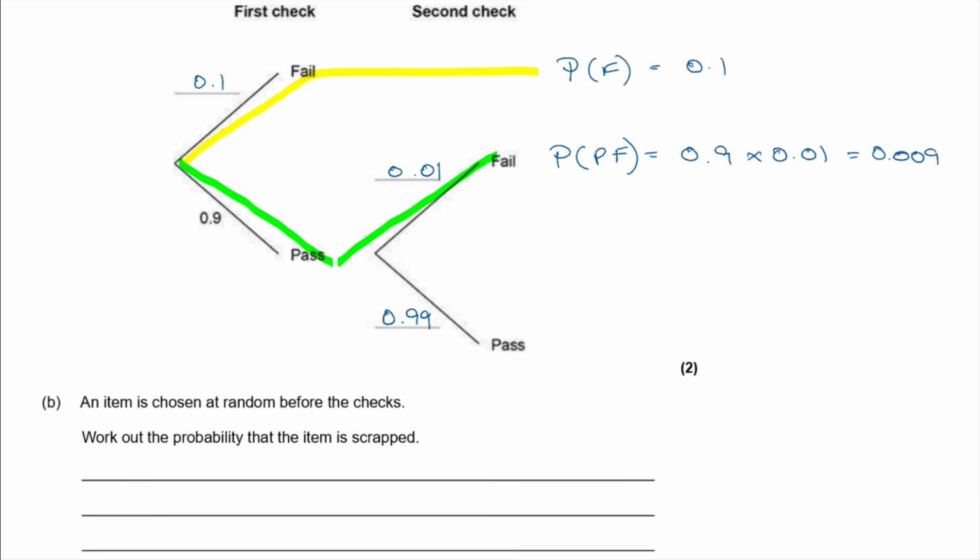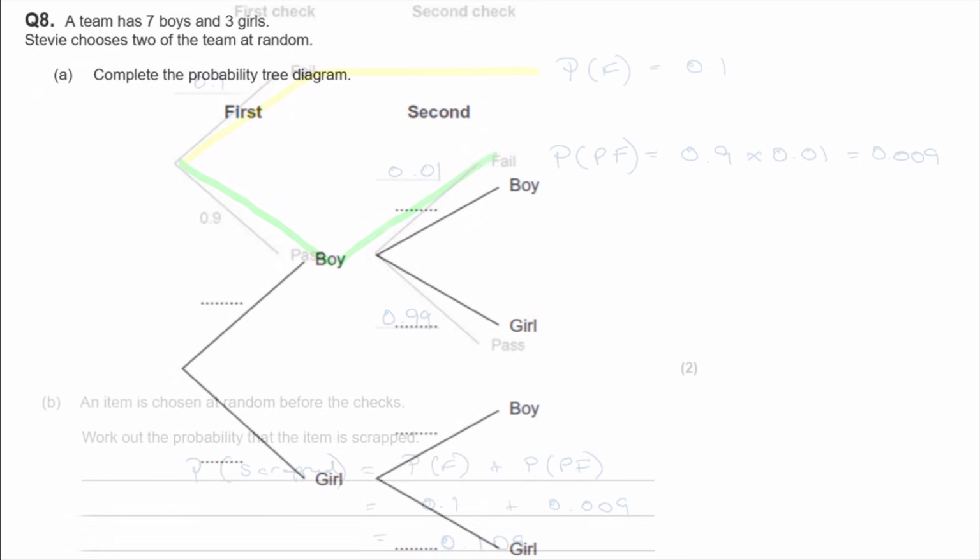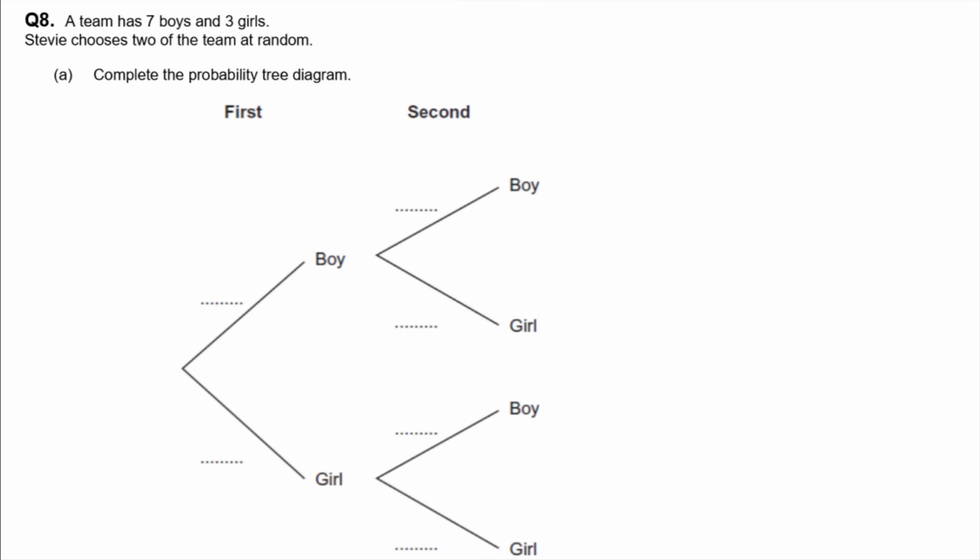Okay, so then what is the probability that it's scrapped? Well, the probability that it's scrapped is the probability that it fails the first time plus the probability it passes and then fails. And we worked out that that was 0.1 plus 0.009. So overall then that is 0.109.